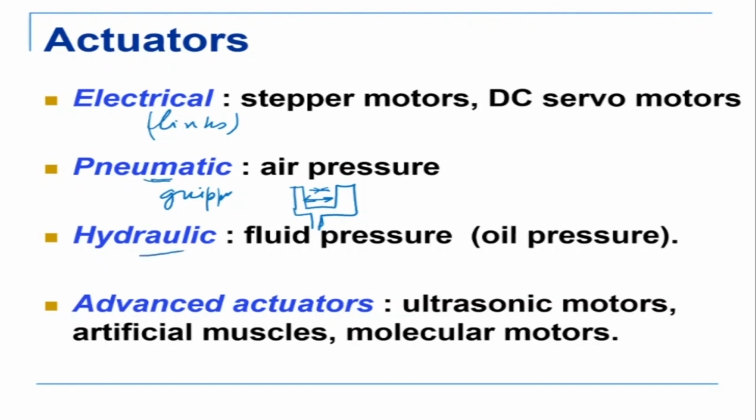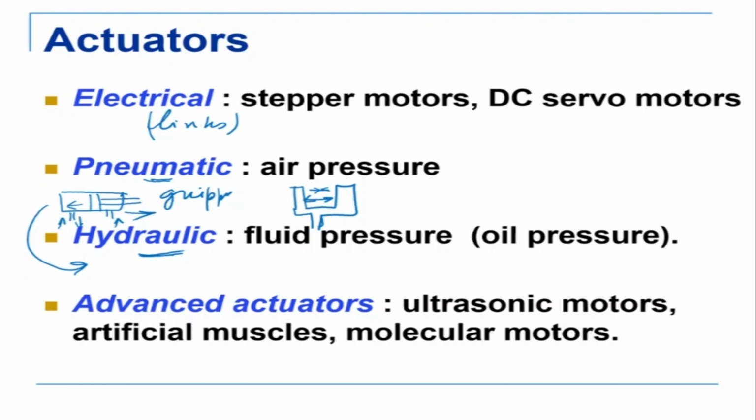Hydraulic actuators convert fluid pressure, normally oil pressure, to mechanical motion. They are basically piston cylinder mechanisms. In a piston cylinder mechanism, there's a piston and a cylinder, and these are two sides. When air goes in from this side, it pushes the piston on this side. When the air comes out from here and air goes in from here, it pushes the piston backwards. Similarly in hydraulic, the motion is exactly that way.